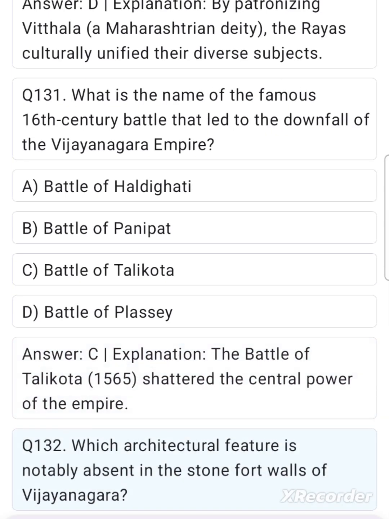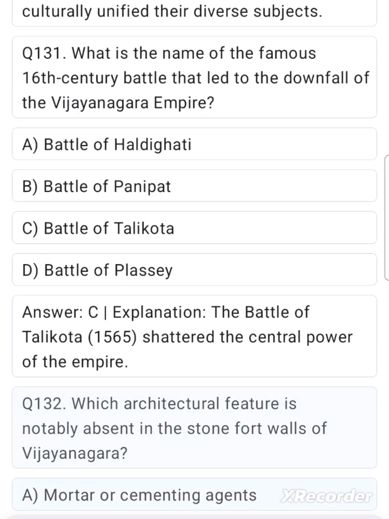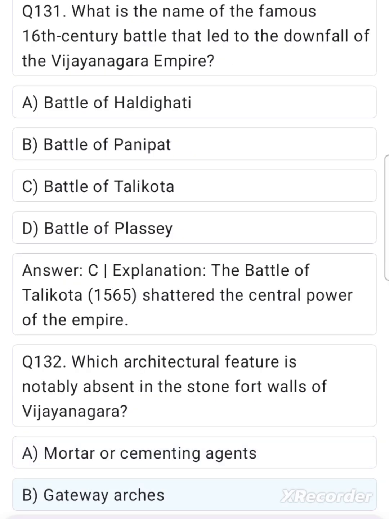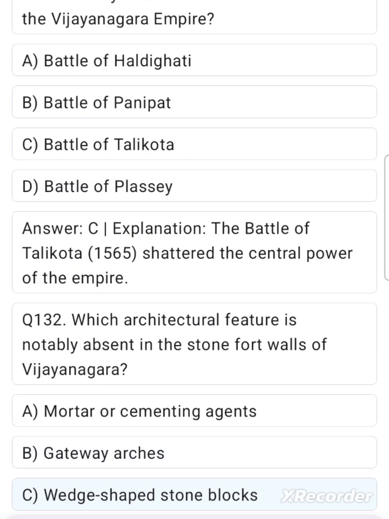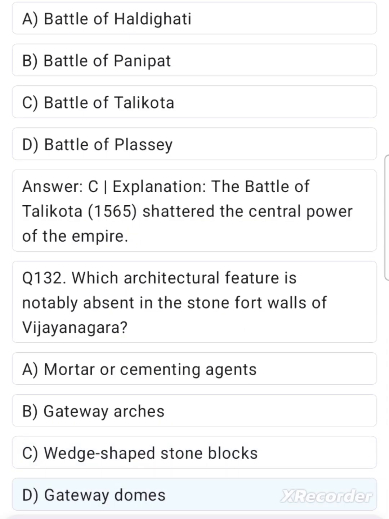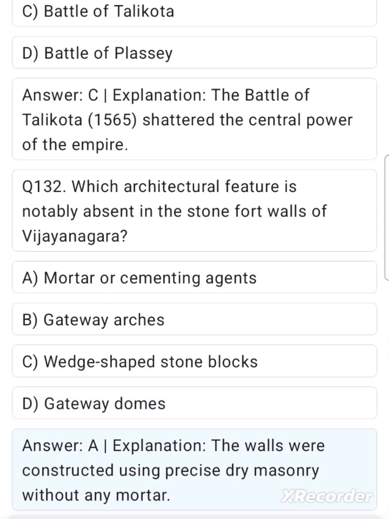Q132. Which architectural feature is notably absent in the stone fort walls of Vijayanagara? A. Mortar or cementing agents. B. Gateway arches. C. Wedge-shaped stone blocks. D. Gateway domes. Answer: A. Explanation: The walls were constructed using precise dry masonry without any mortar.